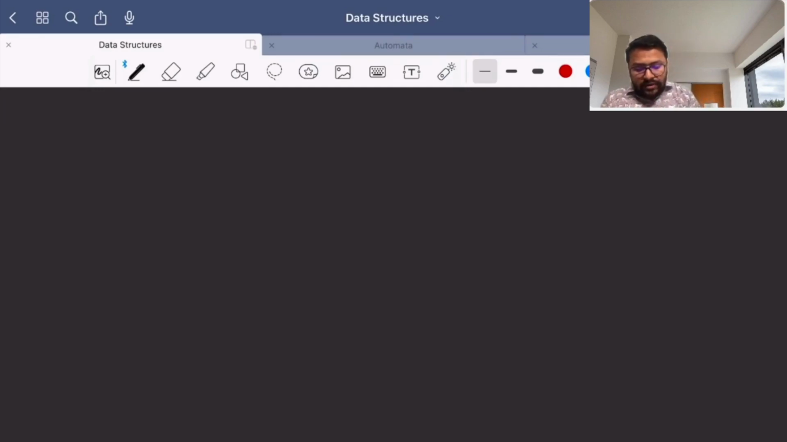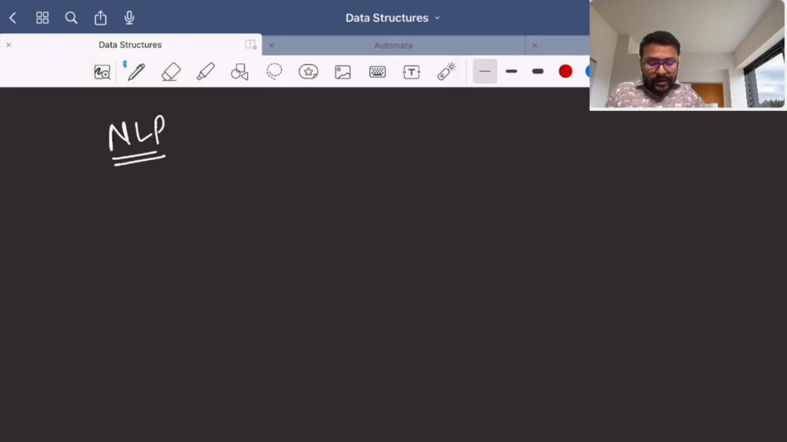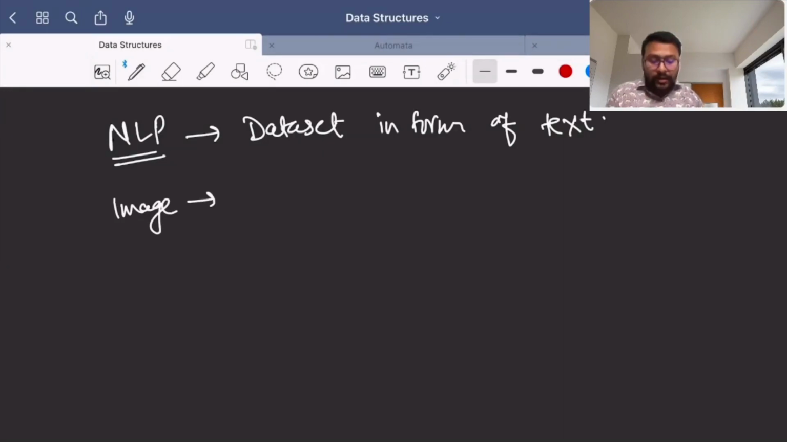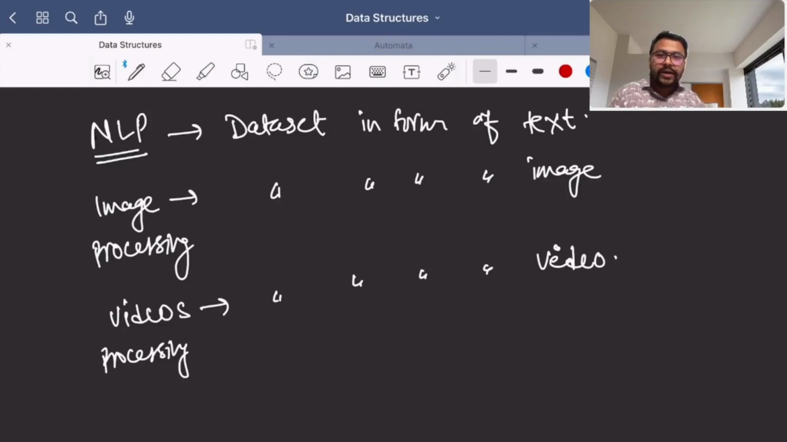So what are the different types of projects we can make? We can make a project using NLP, where our data set is in the form of text, or we have data in the form of images. For that we need image processing. Or we have a data set in the form of videos, then what we do is video processing, and sometimes we have data directly in the form of numbers, or a combination of both.